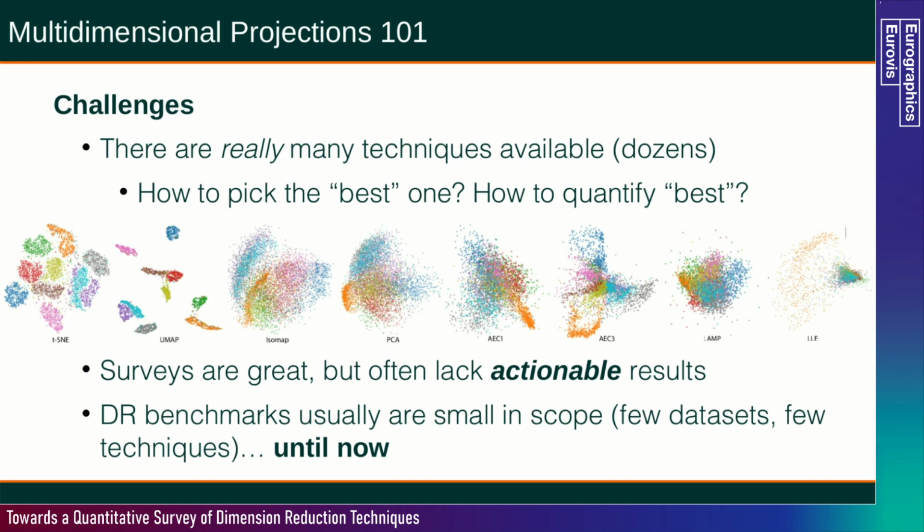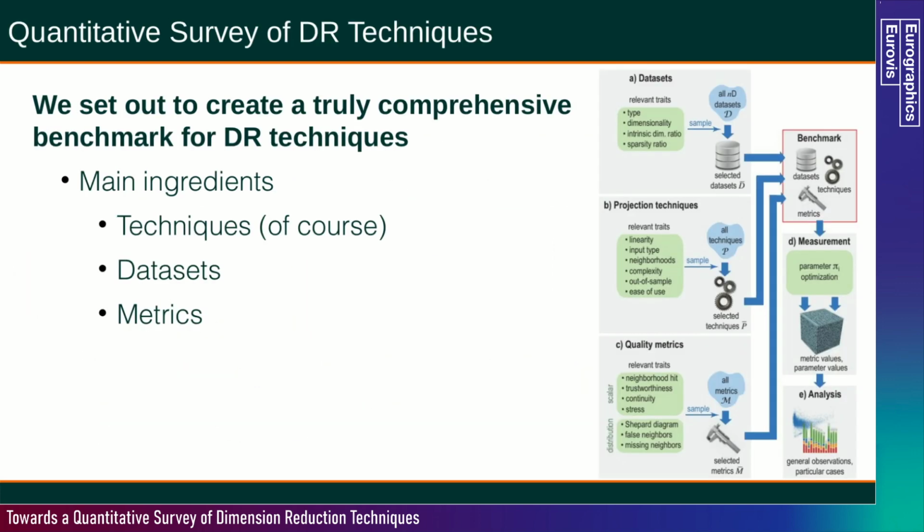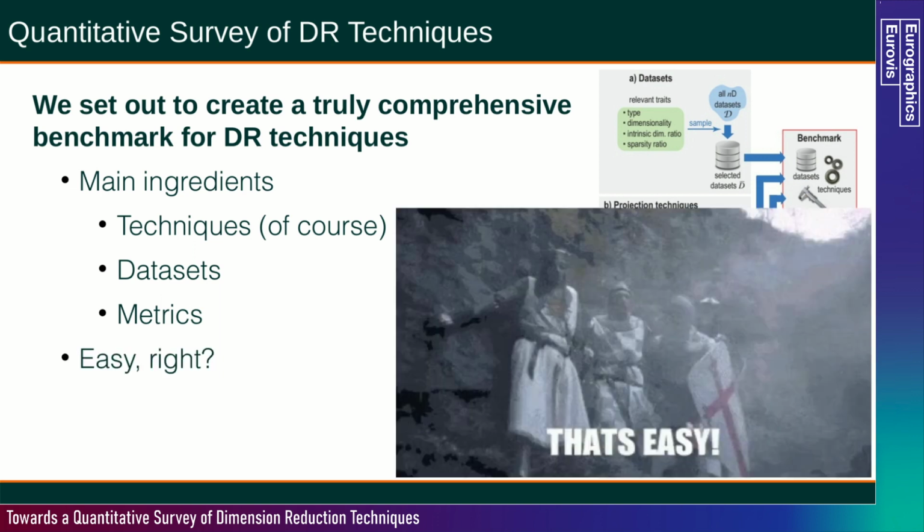You have a lot of surveys, which are great in terms of cataloging all the techniques, but often lack actionable results. And we have DR benchmarks, which usually are small in scope, only a few data sets and a few techniques, well, until now. So we set out to create a truly comprehensive benchmark for DR techniques. For that, we need techniques, we need data sets, we need metrics, we need an evaluation pipeline, which you can see here on the right.